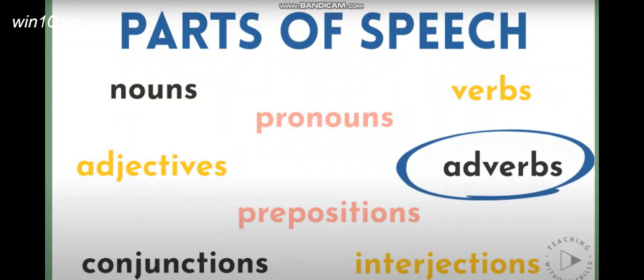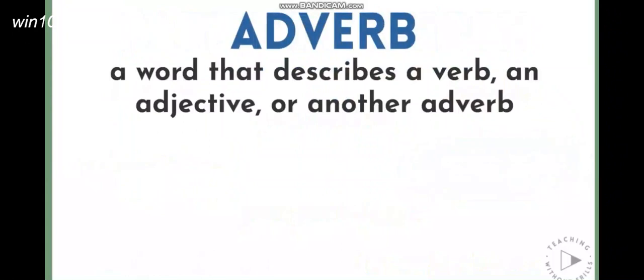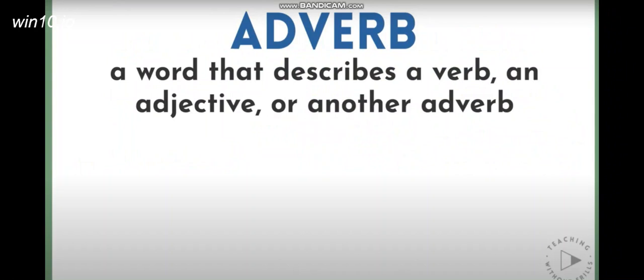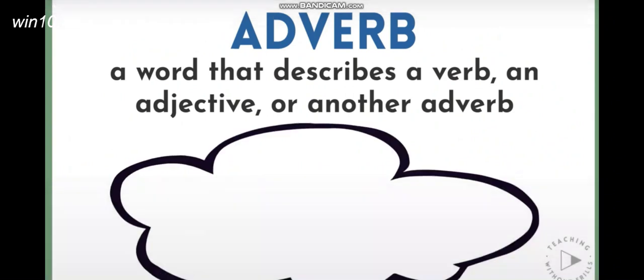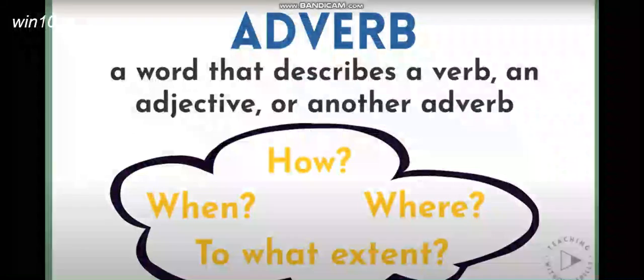So, what's an adverb? An adverb is a word that describes a verb, an adjective, or another adverb. We have already learned, students, that an adverb is a word that describes a verb, an adjective, or another adverb. Adverbs often help answer the questions how, when, where, and to what extent. Yes, these are the kinds of adverbs: how, where, when, and to what extent.